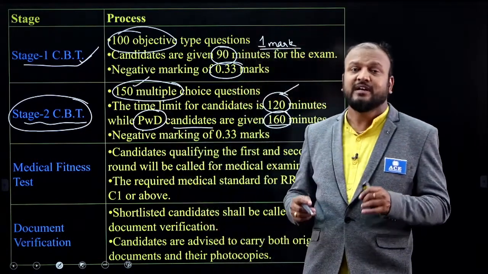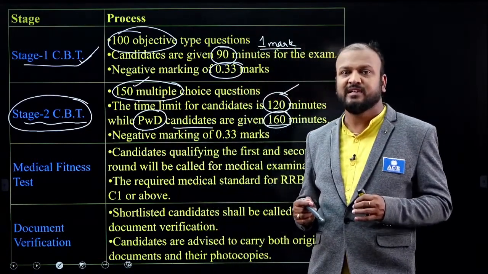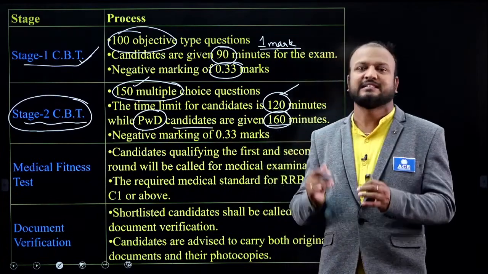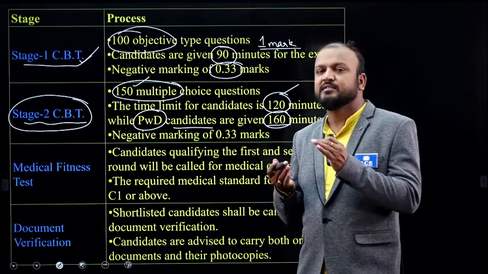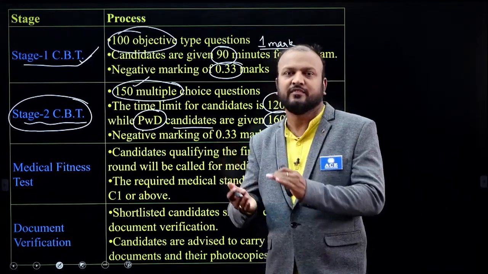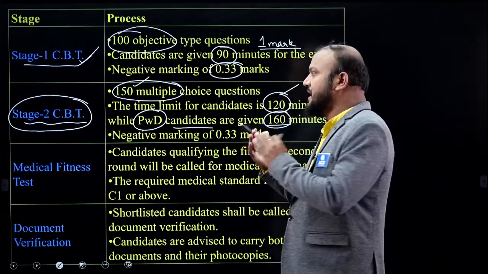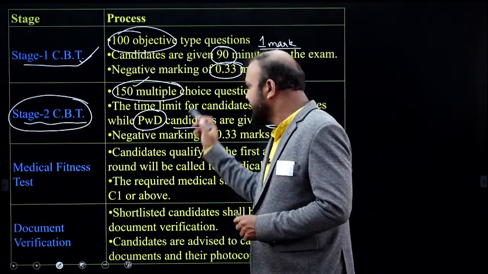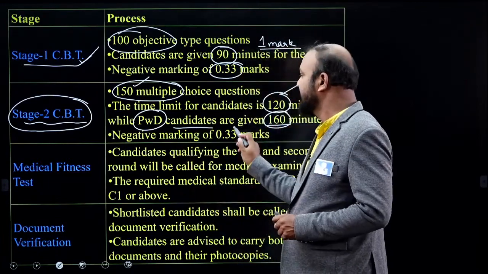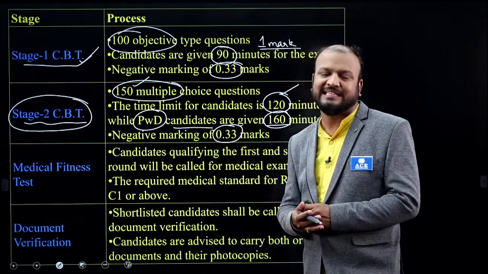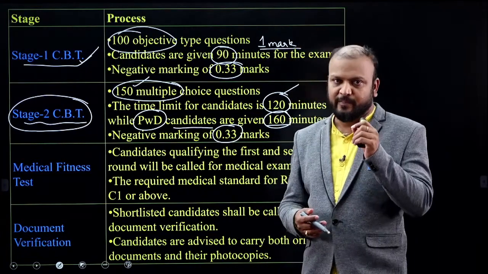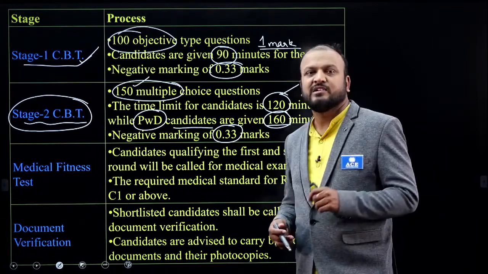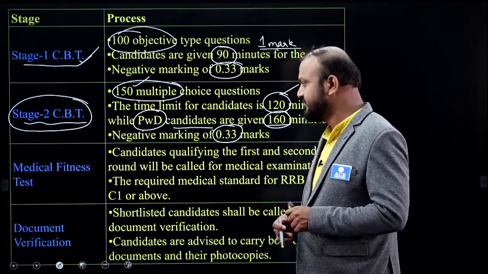But don't think that 150 questions in 120 minutes, time is not sufficient. Time is sufficient. Why? Because most of the questions are diploma level, so by looking at the questions, you are able to answer them. And here in CBT 2 also, we'll have a negative marking of 0.33, means 1/3 negative marking for each question. So be careful, negative marking is also going to play an important role.